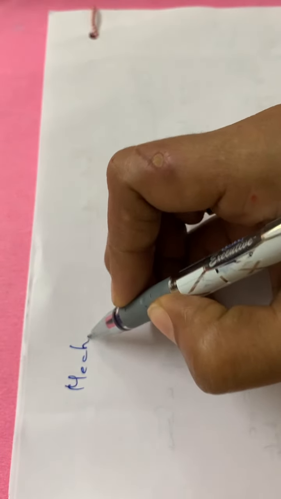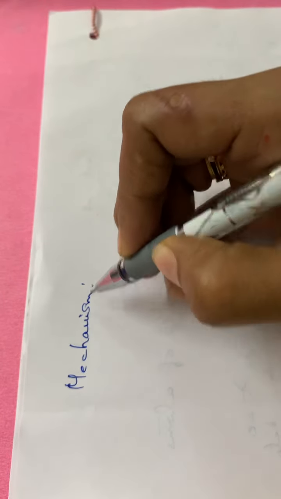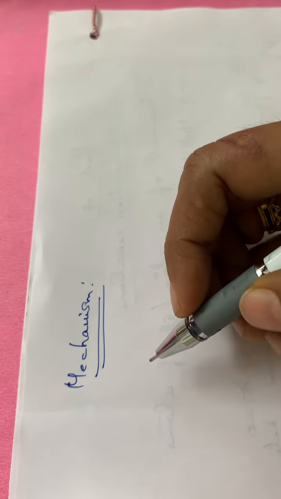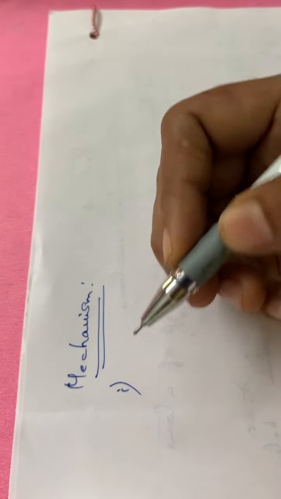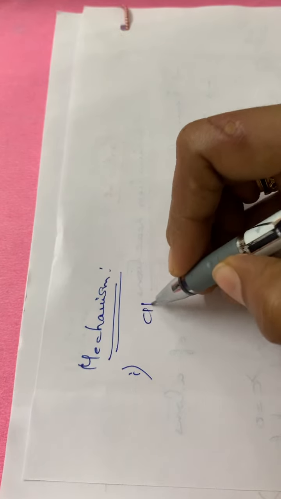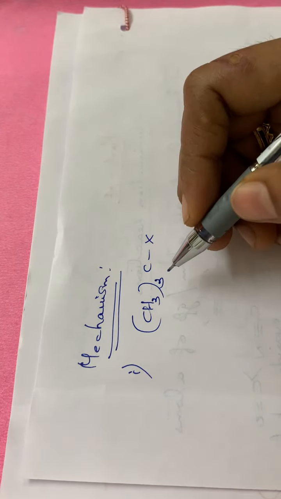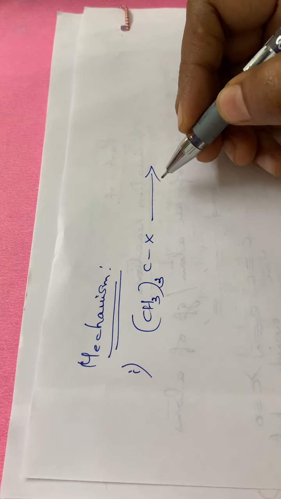Next we can go through the mechanism of this particular reaction. This is also similar to the SN1 reaction. In the SN1 reaction also, the first step is the ionization of the species to form a carbocation, isn't it? Here also it is similar, (CH3)3CX, the compound we had already written. So it will be ionizing.